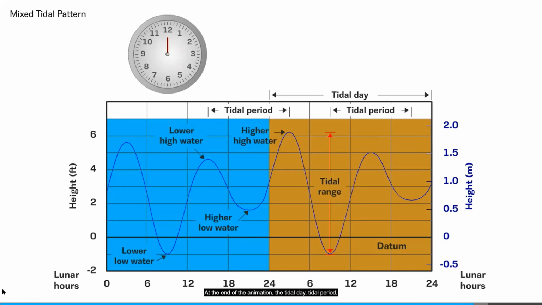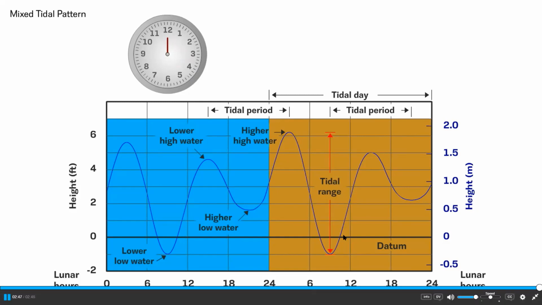At the end of the animation, the tidal day, tidal period, and tidal range are once again indicated. Notice that for a mixed tidal pattern, the tidal period is 1/2 that of the tidal day. Also notice that the tidal range is measured from the higher high water to an adjoining lower low water.